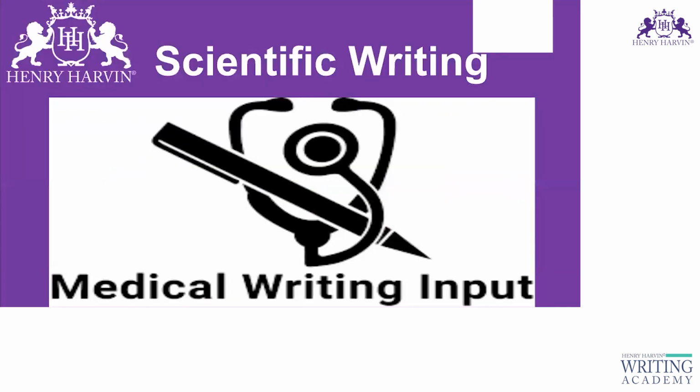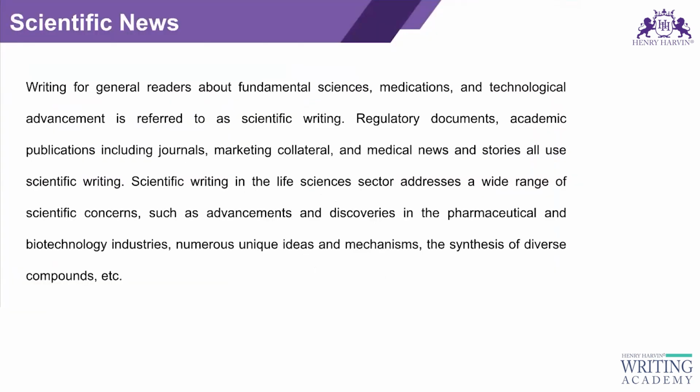So now in today's class, first we will discuss the scientific news. The more precise word we can use for scientific news is medical journalism. Scientific news is writing for general readers, but about fundamental sciences, medications, and technological advancement, and it is referred to as scientific writing. Regulatory documents, academic publications, including journals, marketing collateral, and medical news and stories, all use scientific writing.